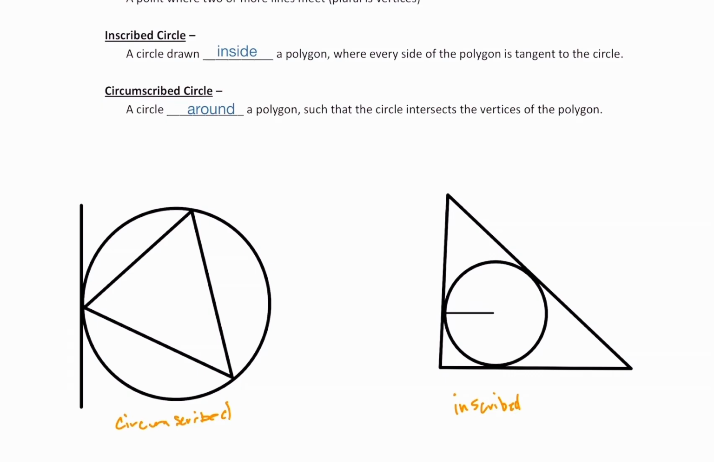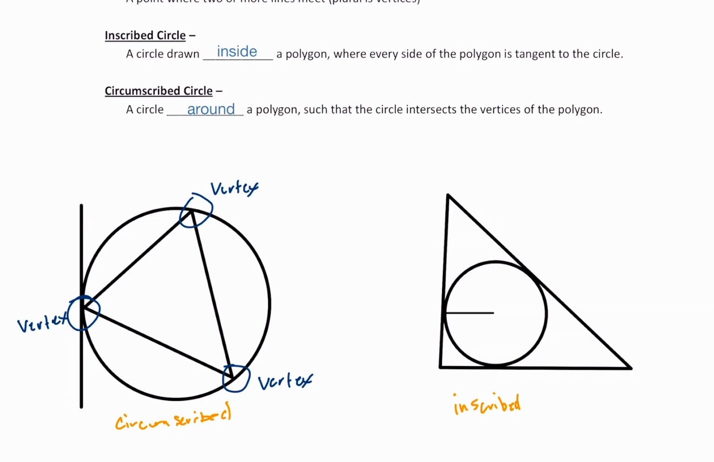Now I just want to take a second to go over a couple more vocabulary here. I've got these 3 points here. This would be a vertex, this would be a vertex, and this would be a vertex. If I'm saying all of them together, they would be my vertices, because I've got 2 lines meeting at a point, and as long as I have 2 or more, then it's a vertex.